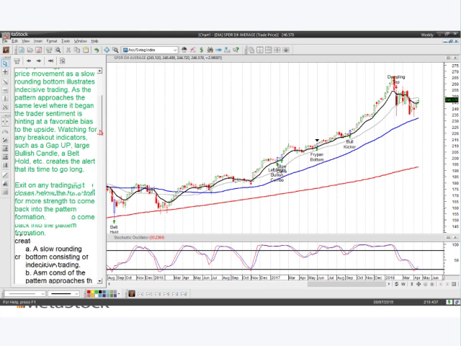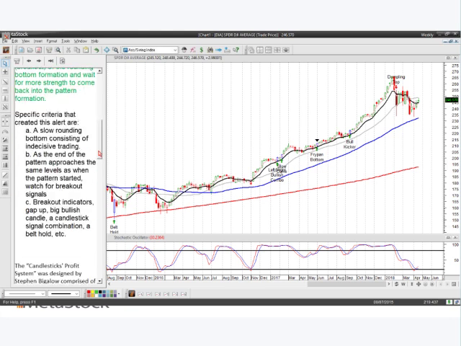Okay? Because this was a little bit more of a visual pattern, the visual patterns are a little bit trickier to code. And so what we wanted to do in this particular case is tell you what we were looking at so you could visually confirm that on that chart. We might take this out because we actually did a pretty good job with this thing. But in this case, what we're looking for is a slow rounding bottom consisting of indecisive trading. As the end of the pattern approaches the same levels as when the pattern started, watch for a breakout of the signal. And you can watch for breakout indicators like a gap up or a big bullish candle or a signal combination.